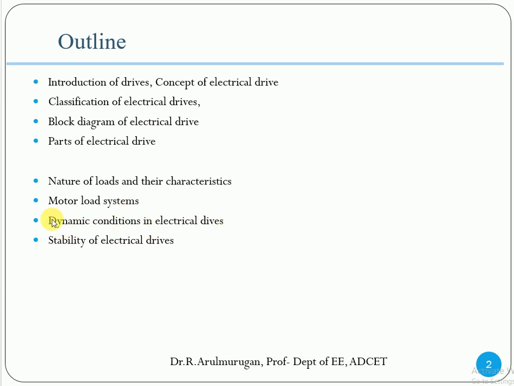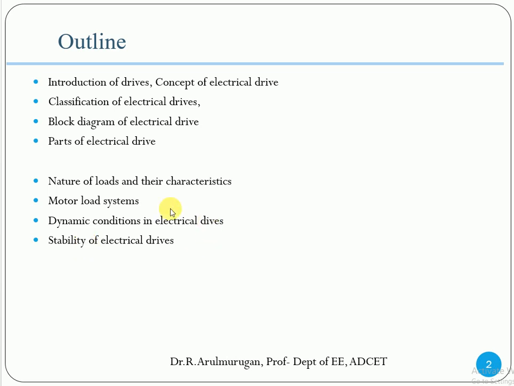The next one is the dynamic condition in electrical drives. What are the basics of the dynamic condition of electrical drives? One example is four-quadrant operation of the drive system: forward motoring, forward braking, reverse motoring and reverse braking. That is an example of the dynamic conditions in electrical drive systems. The next one is the stability of the electrical drive. What is the stability of the electrical drive? Due to load oscillation or disturbance, the system comes back to a stable state.